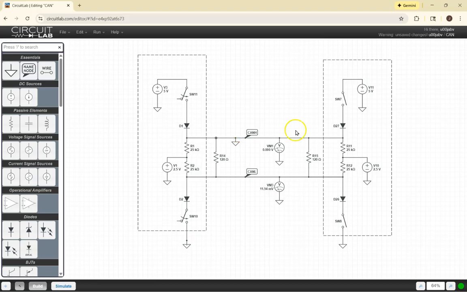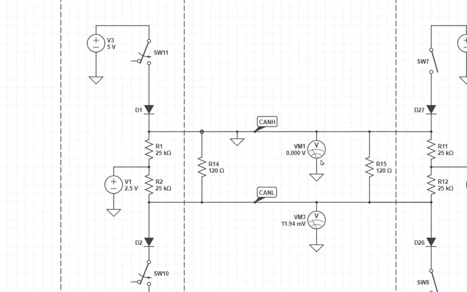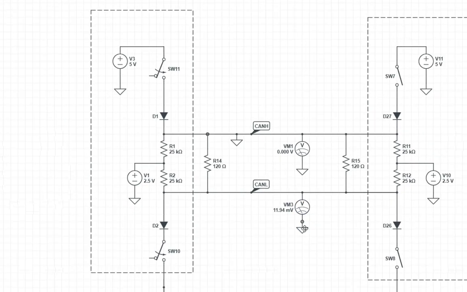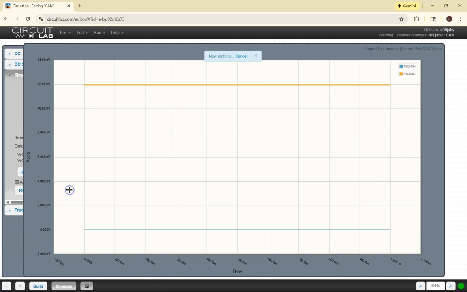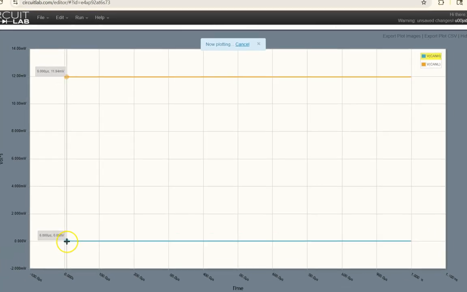We can see already in the recessive state that I've driven both meters to virtually 0 volts. So this one definitely to 0 volts, this one to about 12 millivolts, so 12 thousandths of a volt, virtually 0 volts. So we'll go ahead and simulate again. We'll take a look at what our time domain simulation looks like, and there it is.